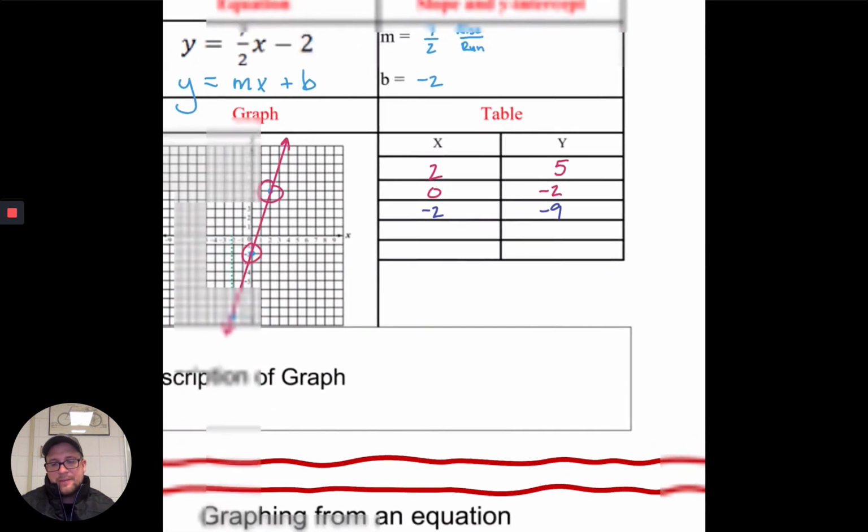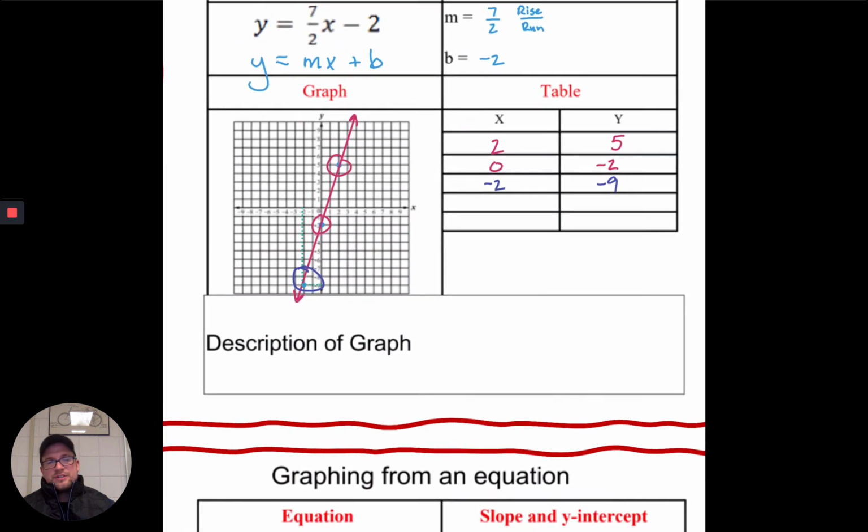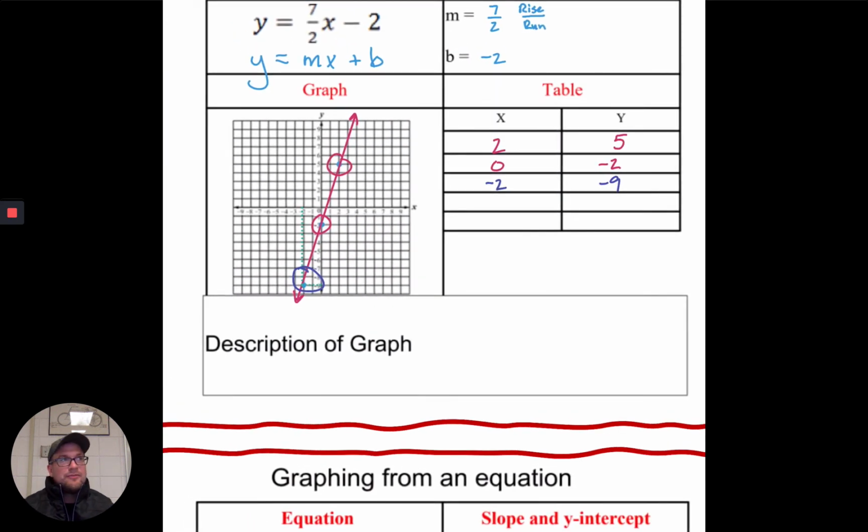Very nice job. Now, if you notice, there's still a couple extra spots on the table. If you know of any other points that it for sure goes through, you can graph those, or you can label those or put them down. But for right now, those were the only 3 points that we were able to identify on our graph, which means that's good enough. Now, just as a quick description of our graph, I would say a good description of this graph would be a line with positive slope.